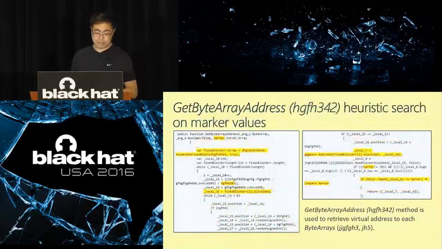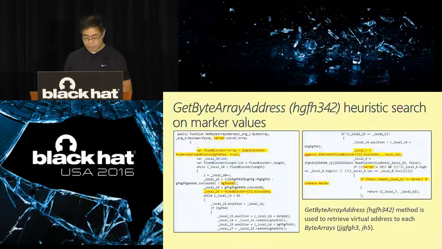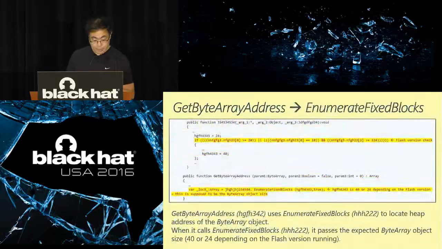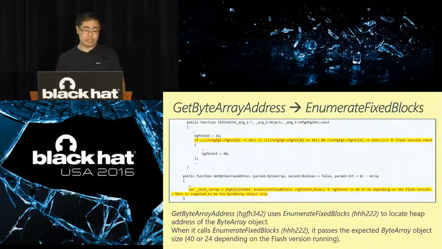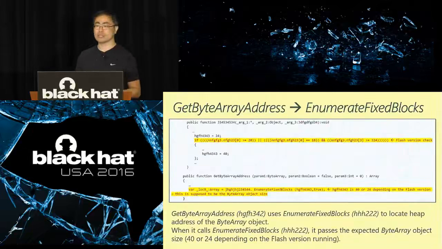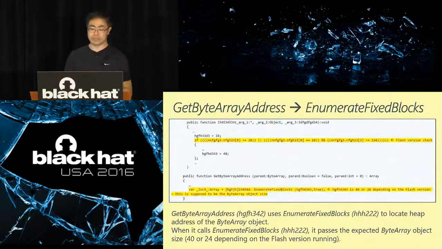So from here, get byte array address is used, and it is calling enumerate fixed blocks. This enumerate fixed blocks that we just talked about will return the linked list, the list array of these fixed blocks, and one of those should be the target object that it is looking for.